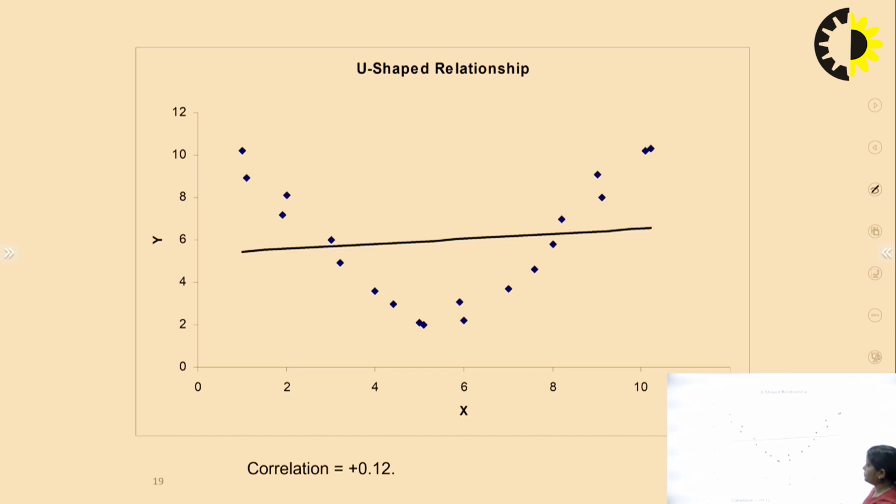This is the U-shaped. Sometimes when we plot the data points over the graph on the XY axis, we can have a U-shaped graph, a U-shaped relationship. So this graph is showing the U-shaped relationship between the dependent and independent variables. Here the correlation coefficient value is 0.12.